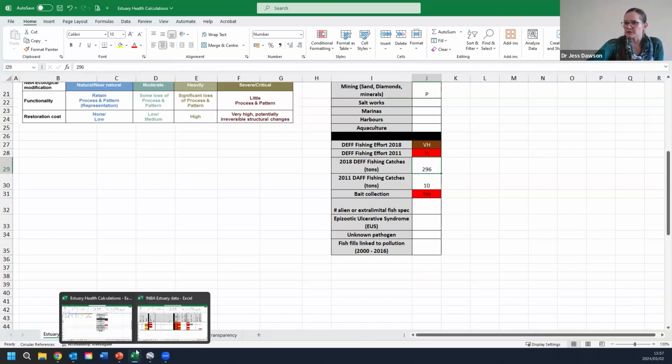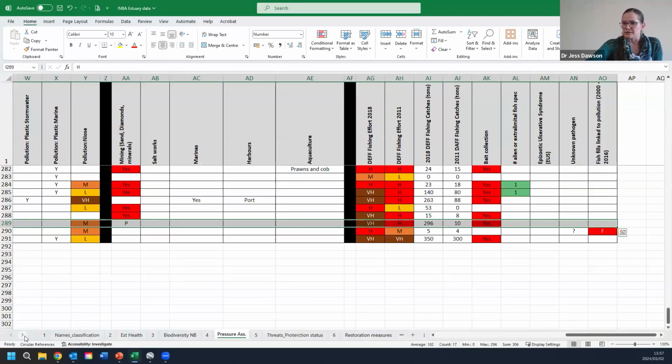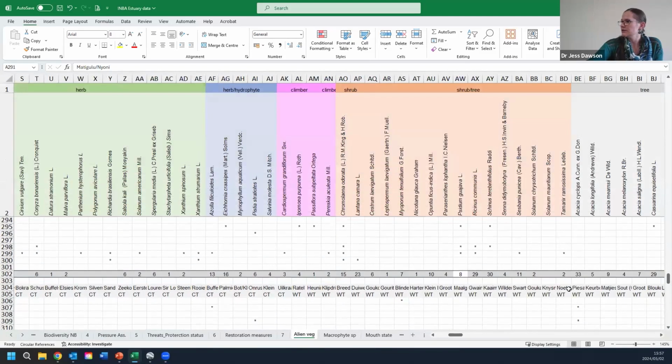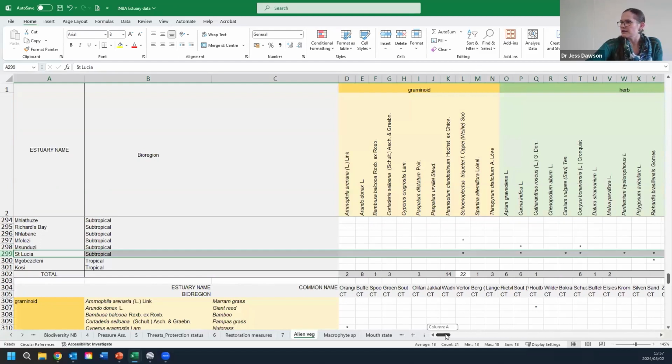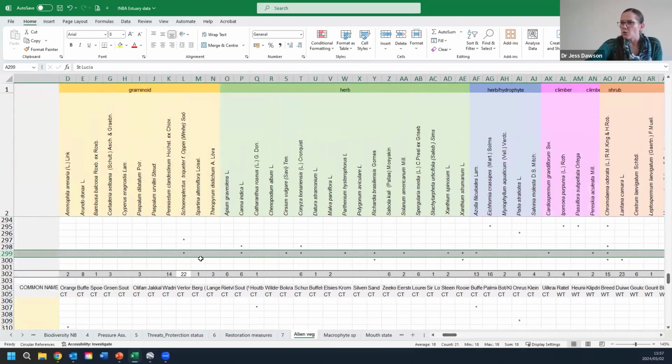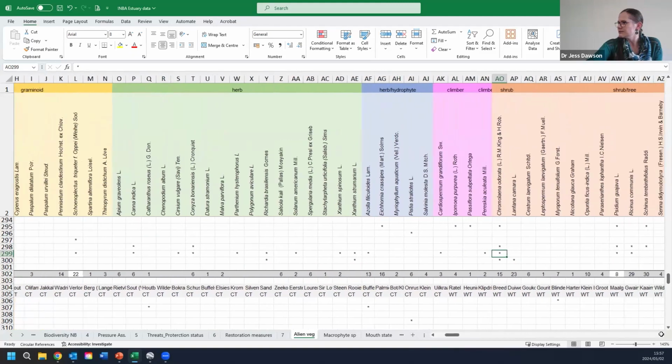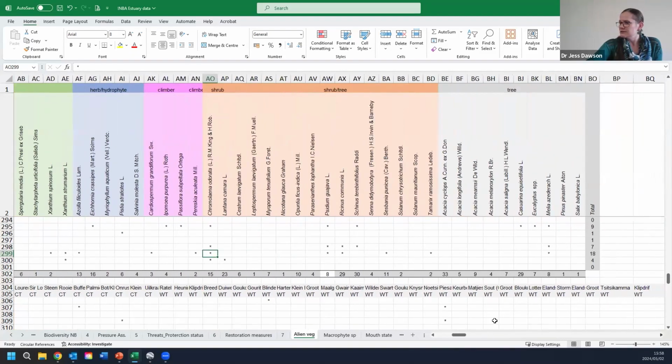The one other thing we can have a look at is the vegetation. So alien vegetation. Let's go find the St. Lucia estuary, and there we've got, oh geez, 1, 2, 3, 4, 5, 6, 7, 8, 9, 10, 11, 12, 13, 14, 15, 16, 17, 18 alien species of vegetation present in the St. Lucia estuary.